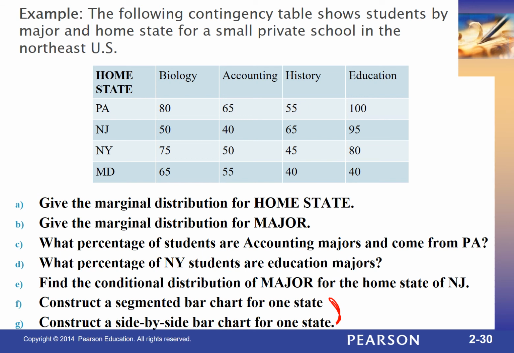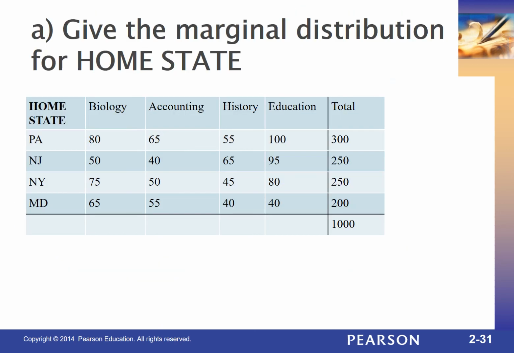Anyway, so the first thing we're going to do is come up with a marginal distribution for home state. Marginal distributions have their name because they only use the margins, the totals, to come up with things. So when you're looking at a marginal distribution, you're going to ignore the other variable present. So I have two variables that are actually interacting here, home state and then major. Since I'm only looking at home state, I'm going to ignore the fact that major is here and look at only my totals for Pennsylvania, New Jersey, New York, and Maryland. Let's take a look at that.